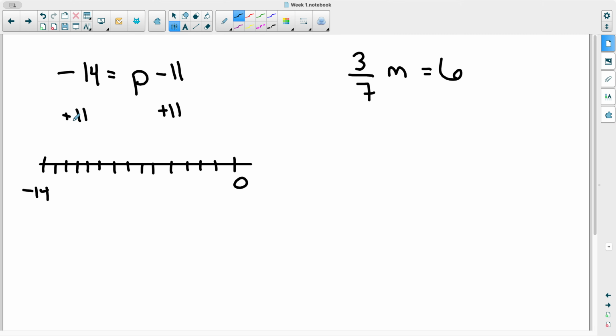We're adding 11, so we're at -14, we're going to add 11. So we go 1, 2, 3, 4, 5, 6, 7, 8, 9, 10, 11. Okay, so we're right here. So we count from 0, -1, -2, we are at -3.